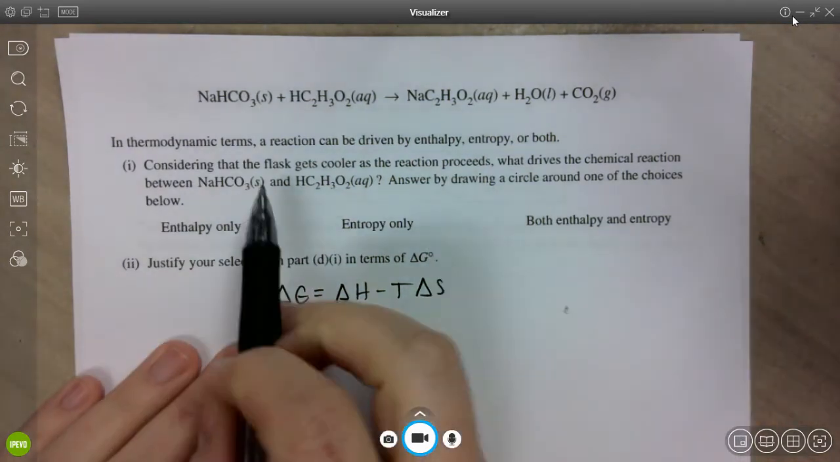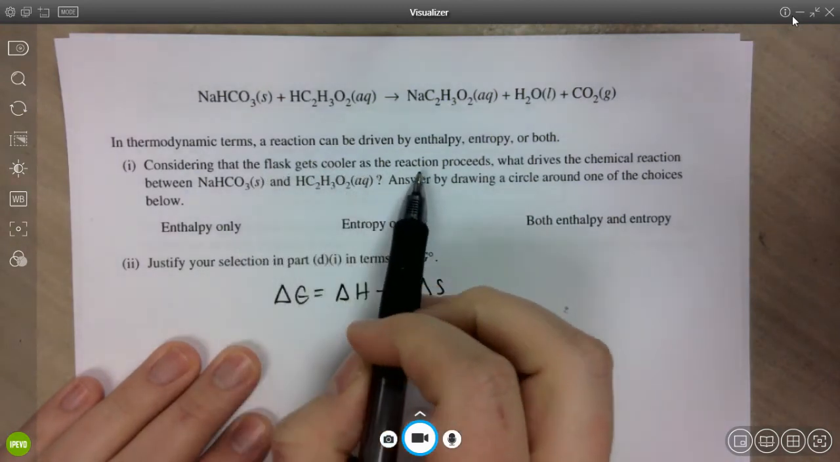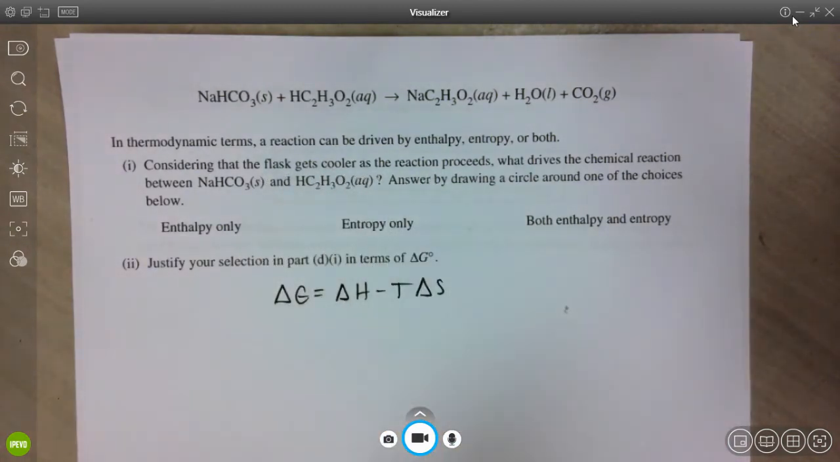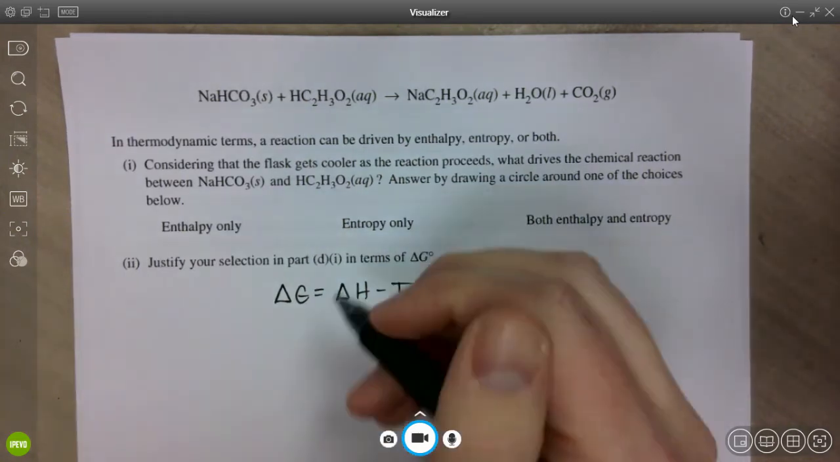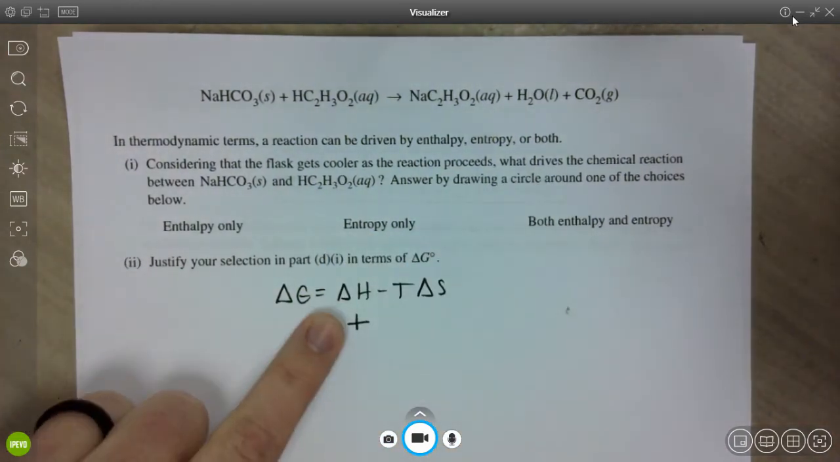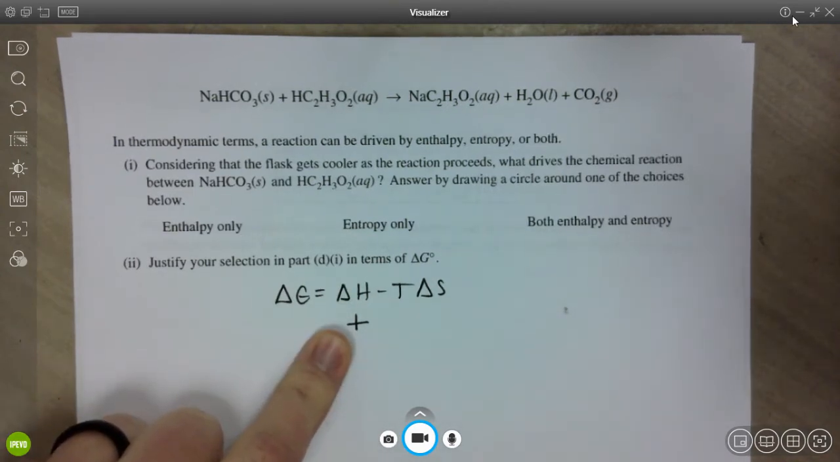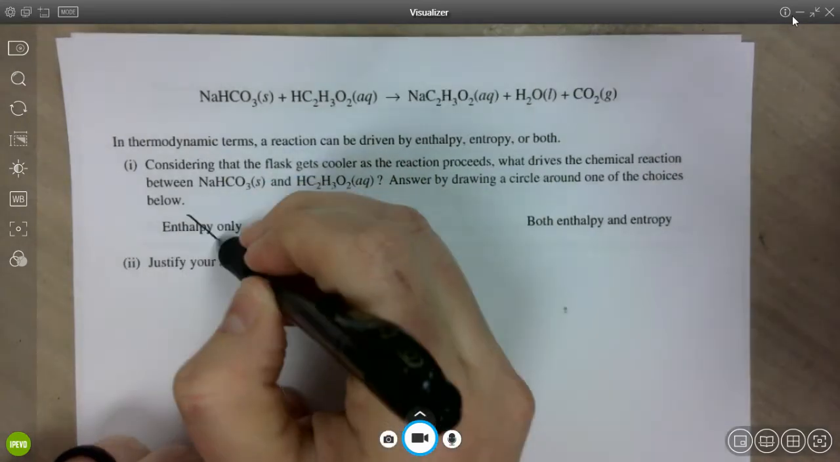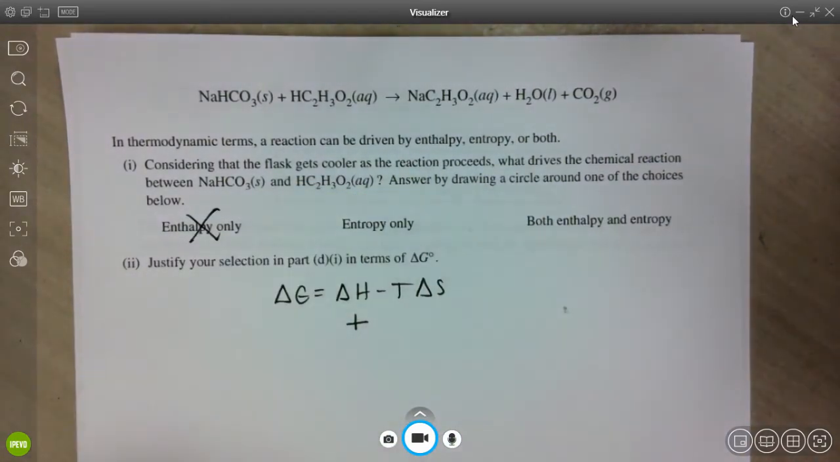So if we look here, it tells us that the flask gets cooler. So if you think about it, it's getting colder to the touch. We know at this point, hopefully, that that's an endothermic process if it feels colder. So that means that it is a positive enthalpy value, which means right away we know that the Gibbs free energy is not being affected by the enthalpy. So we can knock that one out. Okay, now we'll check entropy.